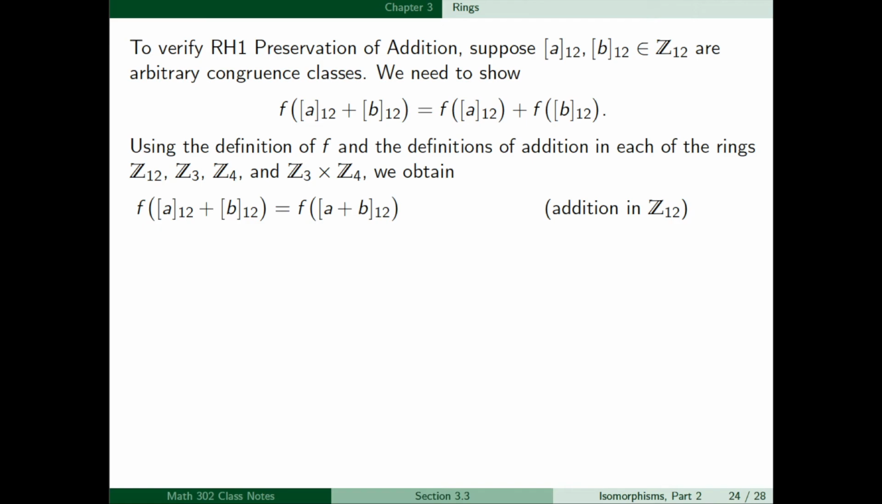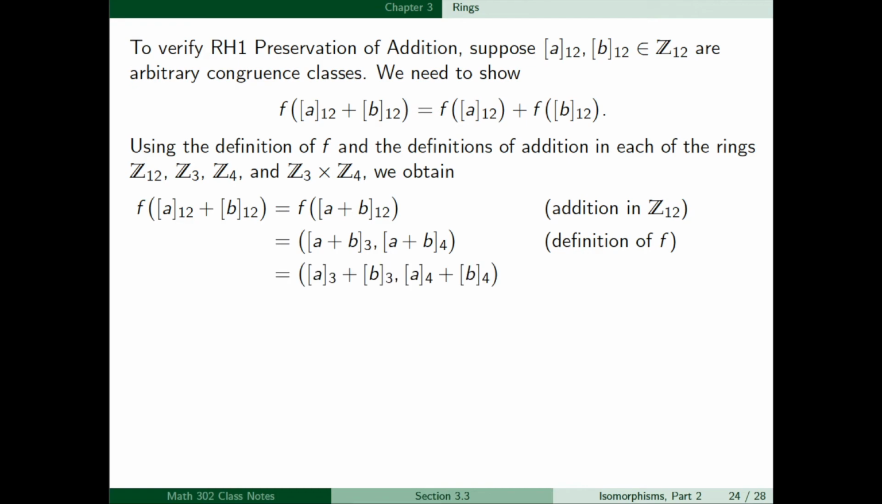That follows from the definition of addition in Z12. And this is equal to the ordered pair containing the class of A plus B in Z3, comma, the class of A plus B in Z4. That's by the definition of f. And this will be equal to the ordered pair with the class of A in Z3 plus the class of B in Z3, comma, the class of A in Z4 plus the class of B in Z4. That follows from the definition of addition in Z3 for the first coordinates and in Z4 for the second coordinates.